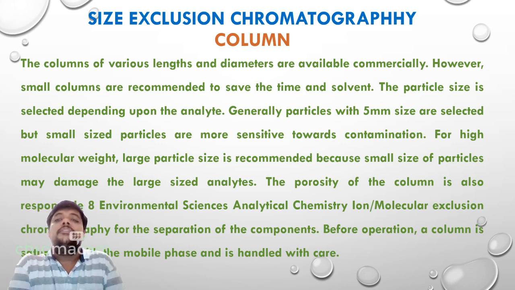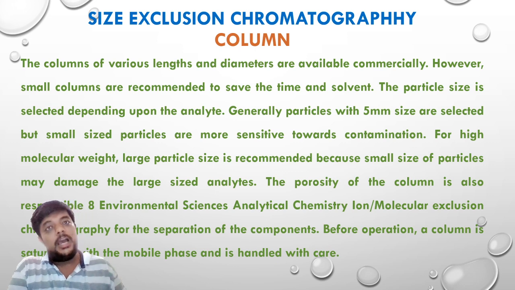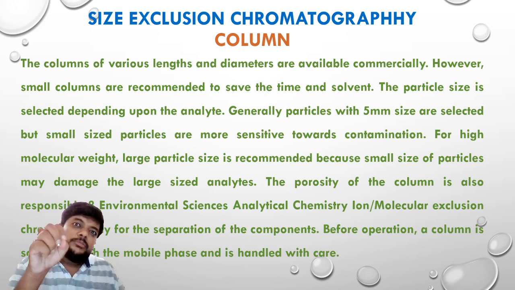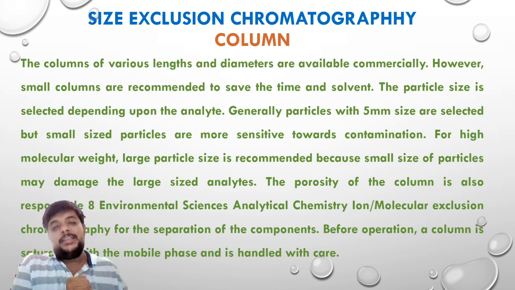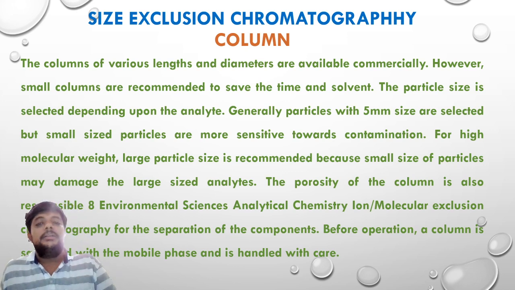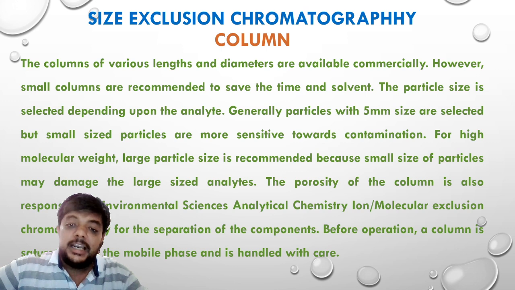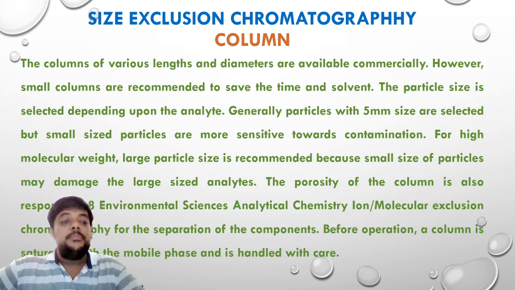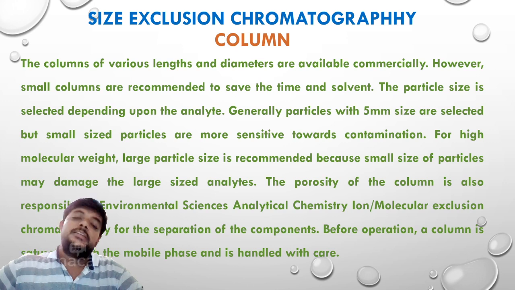Generally, particles of 5 micrometer size are selected, but small size particles are more sensitive towards contamination because the molecules get trapped inside and the larger time spent inside results in a reaction. For high molecular weight analytes, large particles are recommended because small size particles may damage the large size analytes. The porosity of the column is also responsible for the separation of the components. Before operation, a column is saturated with the mobile phase and handled with care.